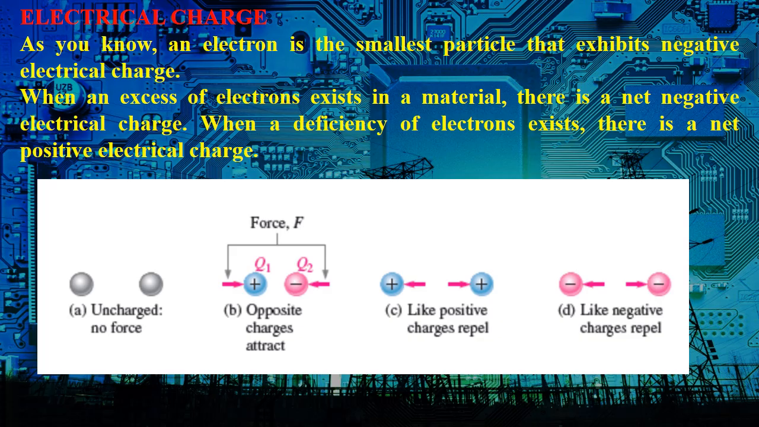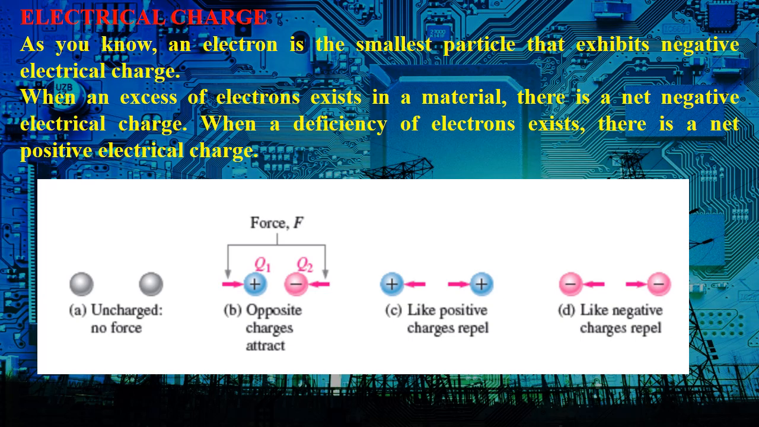When there is an attraction, there is a force of attraction between the unlike charges. When there is a repulsion, there is a repulsive force between like charges. This force can be calculated using Coulomb's law. Electrostatic force is equal to a Coulomb constant times Q1 and Q2 divided by the square of the distance that separates the two charges.